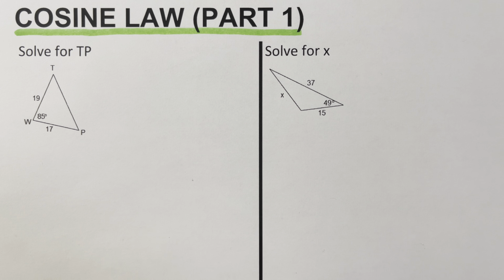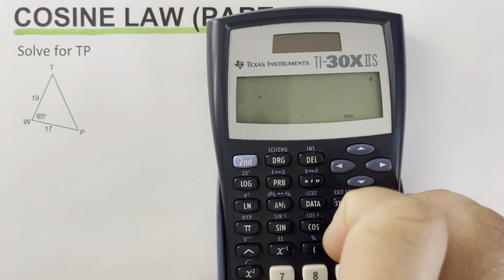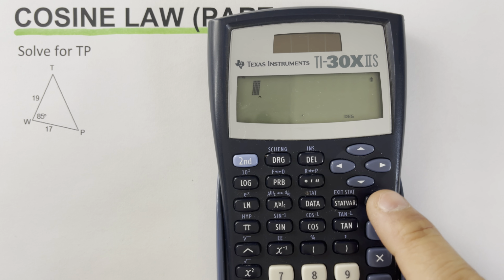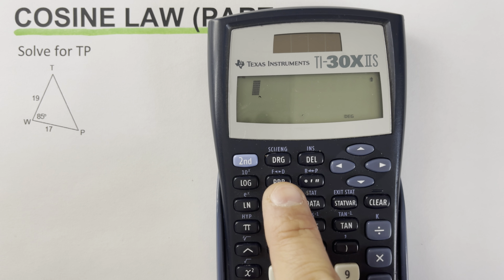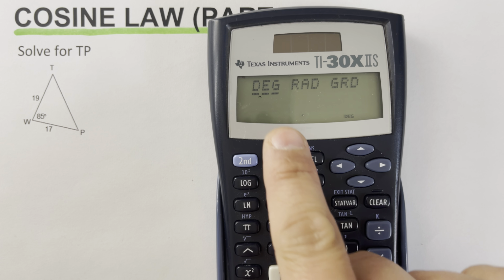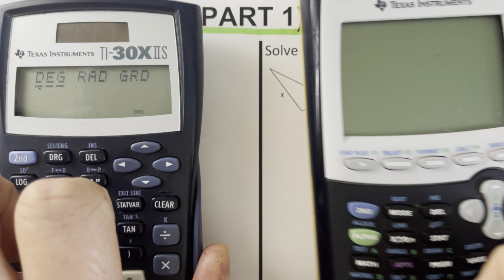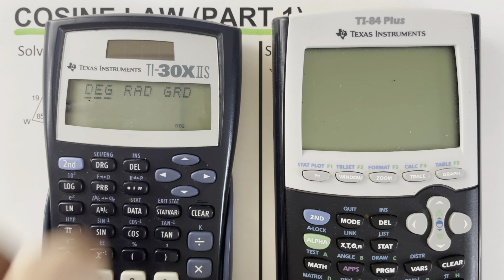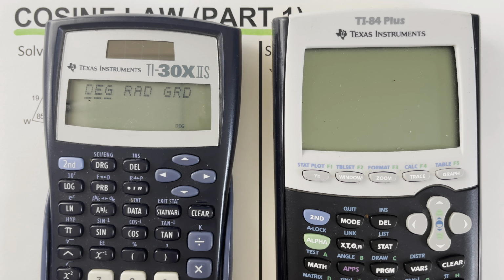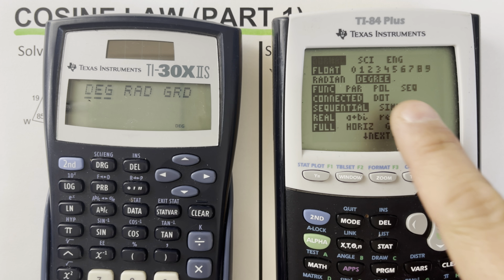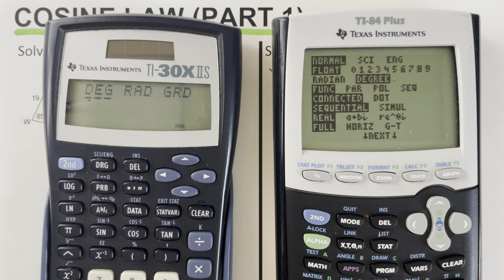Okay, going back to the examples right here, we remember that before solving problems involving cosine and sine law, our calculator should be set up in degrees. If we're using the blue calculator, to check if it's in degrees, we hit this DRG button right here, and the degree should be the one that is highlighted. If you are using the yellow calculator or TI-84, to make sure that it is in degrees, we hit the mode button and it should show that the degree is highlighted.